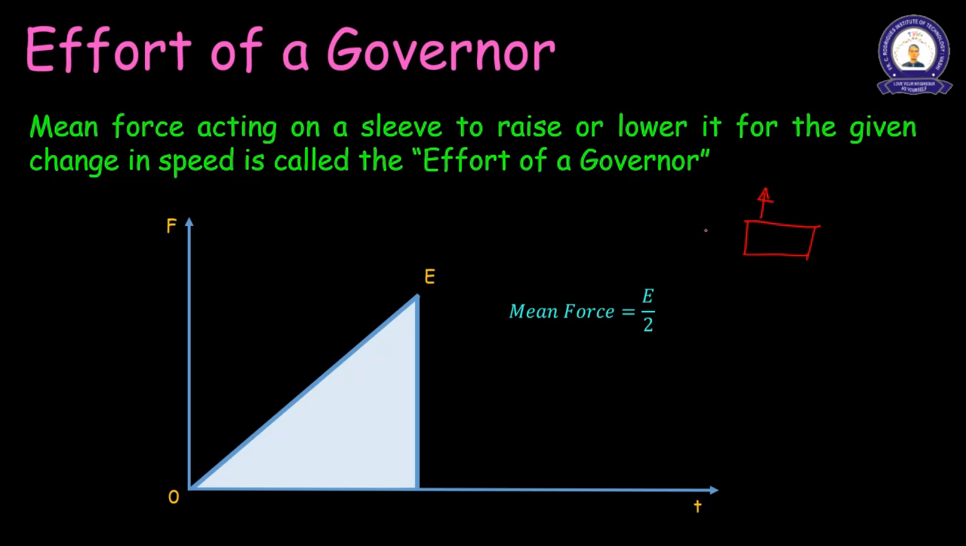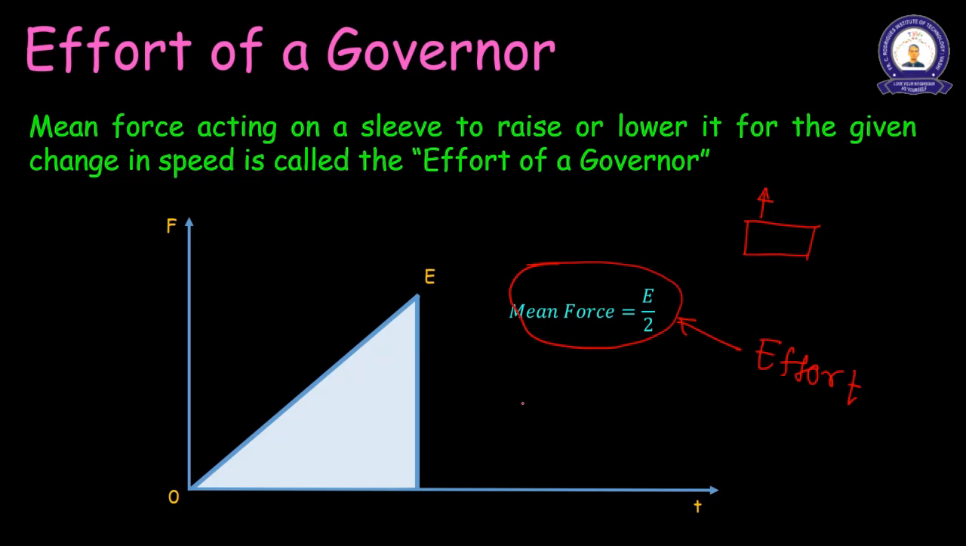When the governor is in equilibrium, that is, it is rotating at the constant speed, there is no force acting on the sleeve since it is in the stable condition. So it will be zero. But when the speed is increased, the effort E will be applied in order to move the sleeve. So it will be gradually applied to the value of E. So it will be 0 to E and again it will diminish to 0 as the governor again reaches the equilibrium condition. So the total mean force acting will be E by 2 and that is called as the effort. So this is the effort of governor.